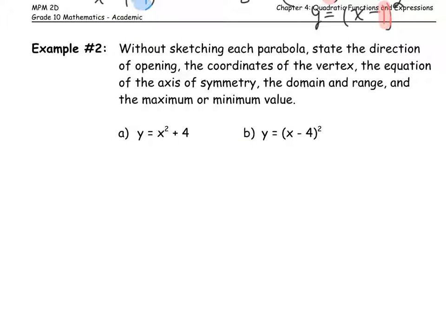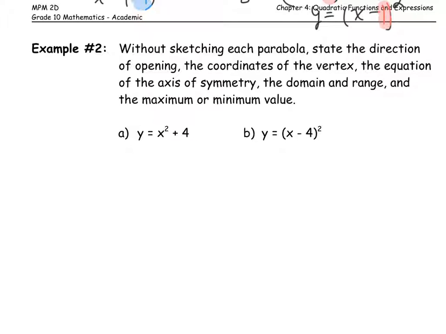All right, so I would like for you to try example number 2 on your whiteboard, and then we'll take it up. It's a lot like yesterday's example. Without sketching each parabola, I want you to state the direction of opening, the coordinate of the vertex, the equation of the axis of symmetry, the domain and range, and the maximum or minimum value. Go ahead and try these, and then we will take them up together.